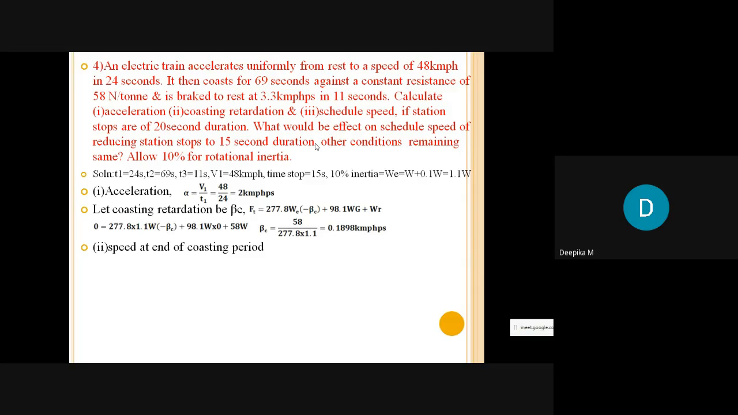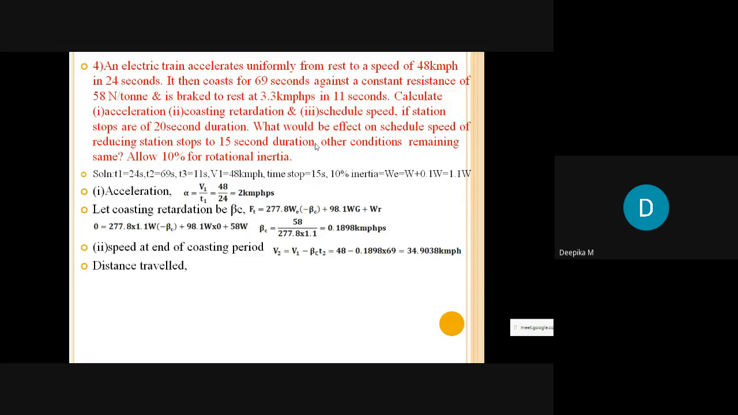Next we have to calculate the speed at the end of coasting period, that is V2. V1 they have given, and V2 we have to calculate. How do I calculate V2? Because beta C is nothing but V1 minus V2 divided by T2. Upon rearranging, I get V2 is nothing but V1 minus beta C into T2. Substituting all the values, V2 is nothing but 34.9038 kilometer per hour.